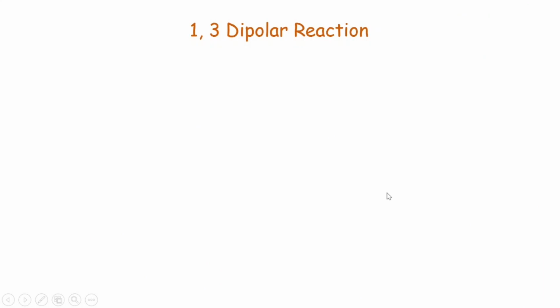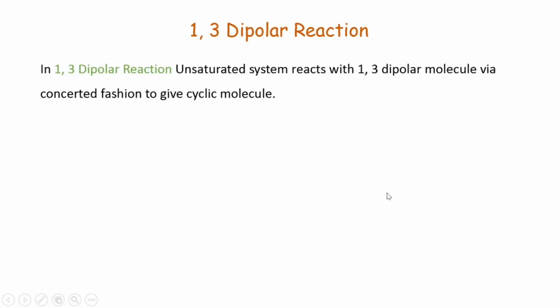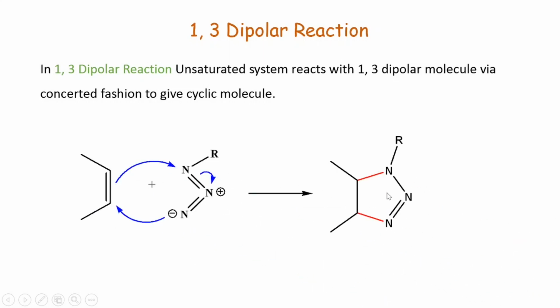The next kind of pericyclic reaction is 1,3 dipolar reaction. In 1,3 dipolar reaction, an unsaturated system reacts with a 1,3-dipolar molecule in a concerted fashion to give a cyclic molecule. Consider the example of this reaction in which an alkene reacts with a 1,3-dipolar molecule to give a cyclic adduct.